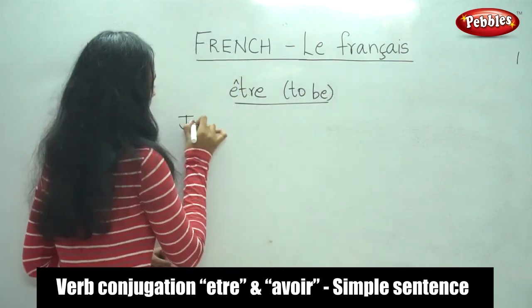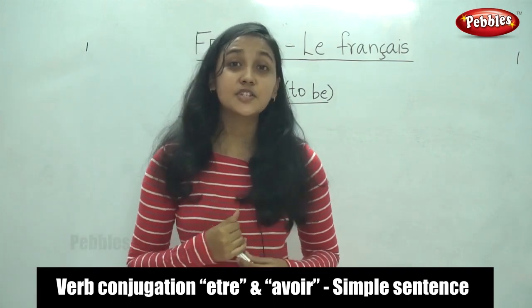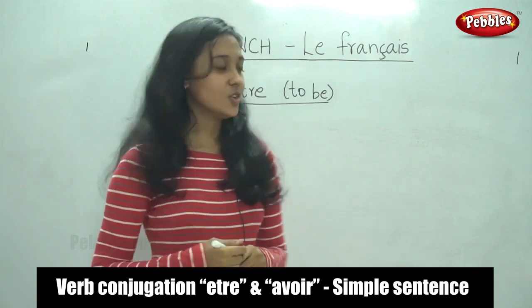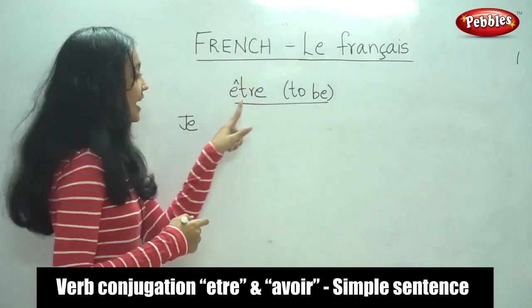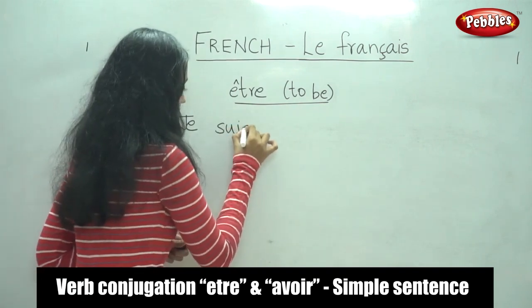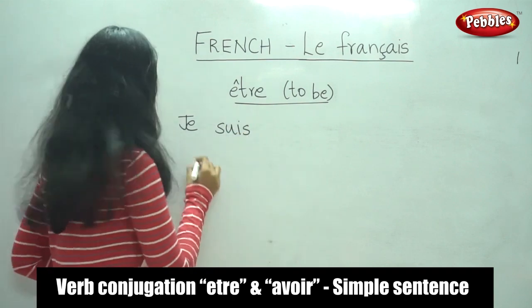So, I taught you how to present yourself. So how would you say, I am a student? You would say, je suis étudiant. So, for je, the etre conjugation is suis. Je suis. So, when you present yourself, you would say, je suis.